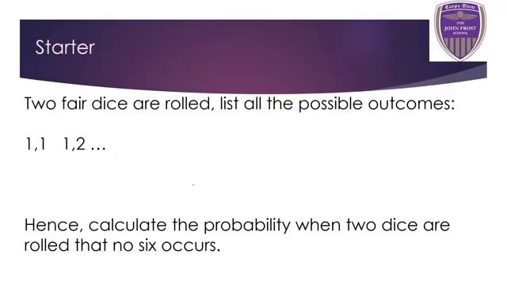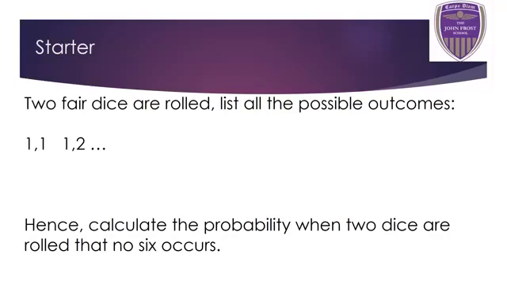Okay, so before we do that, here's a starter. For this starter question, we're going to roll two fair dice. I want us to list all the possible outcomes that can occur when we roll two fair dice. I've started you off with a list, so we could roll a 1 and another 1, or we could roll a 1 and a 2 on the second dice, and so on. What I want you to do now is have a go at listing the rest of those.